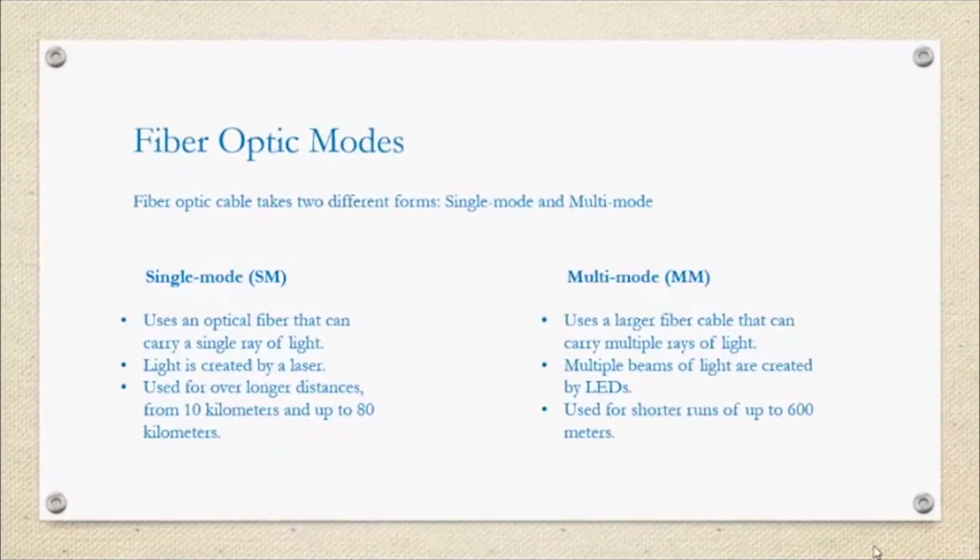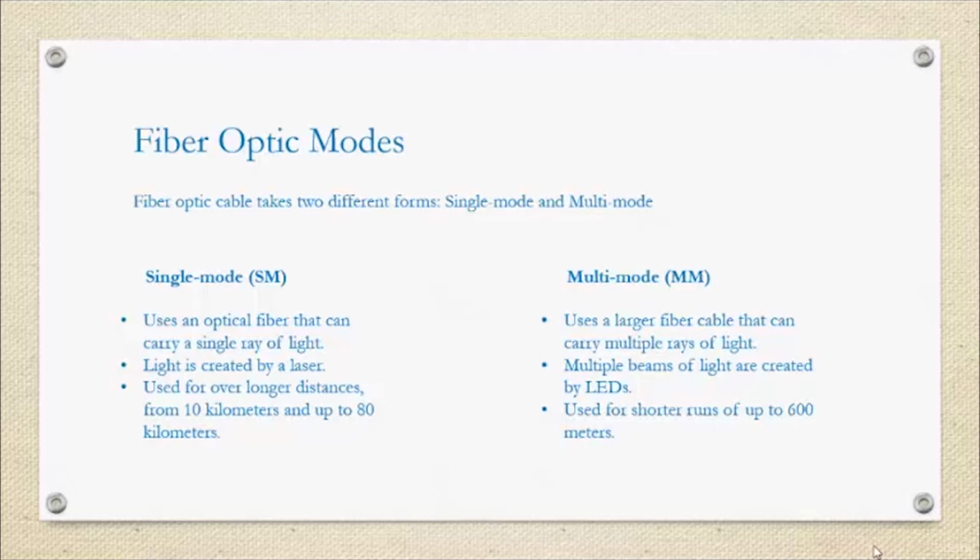There are a couple of different modes with fiber optic cabling. Now, this can be a little bit confusing, so do make sure that you're paying close attention. There's single mode, and it actually just carries data through a single ray of light, right? And the light, in this instance, is created by a laser, right? It's used for much, much longer distances, like 10 kilometers up to 80 kilometers, which is really, really far, right? This type of fiber optic cabling is used to send data across oceans, right? That's just mind-boggling.